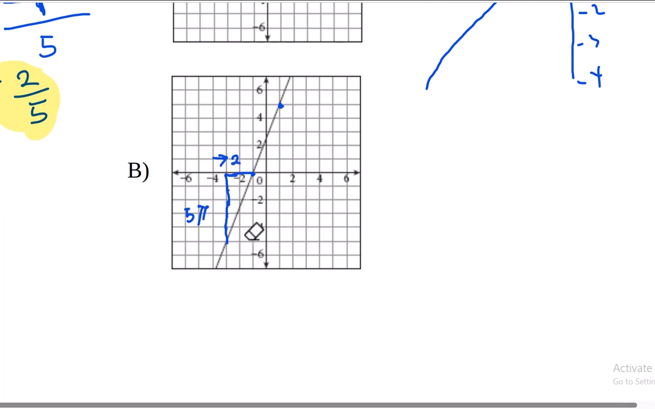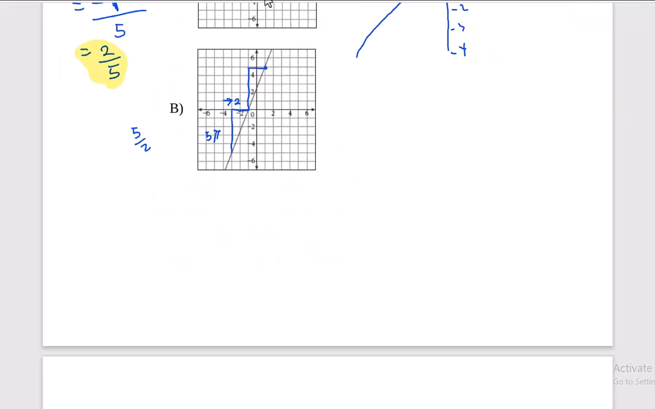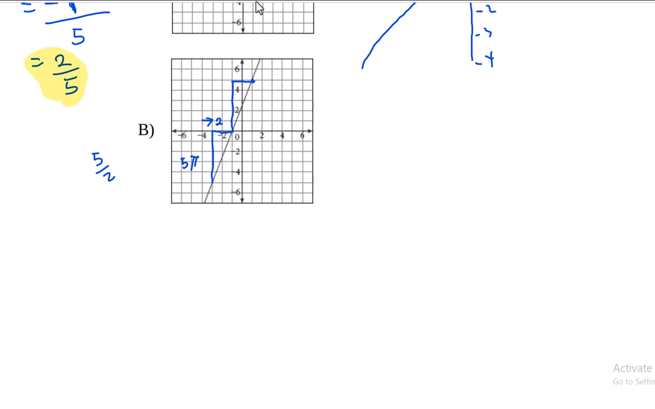Let's do that together so you can see it. It goes 1, 2, 3, 4, 5 before 1, 2. Now let's do this again: 1, 2, 3, 4, 5 before 1, 2. You see it? That's great. So the slope here is what? 5 over 2. We've been able to figure out the slope, and it is 5 over 2.